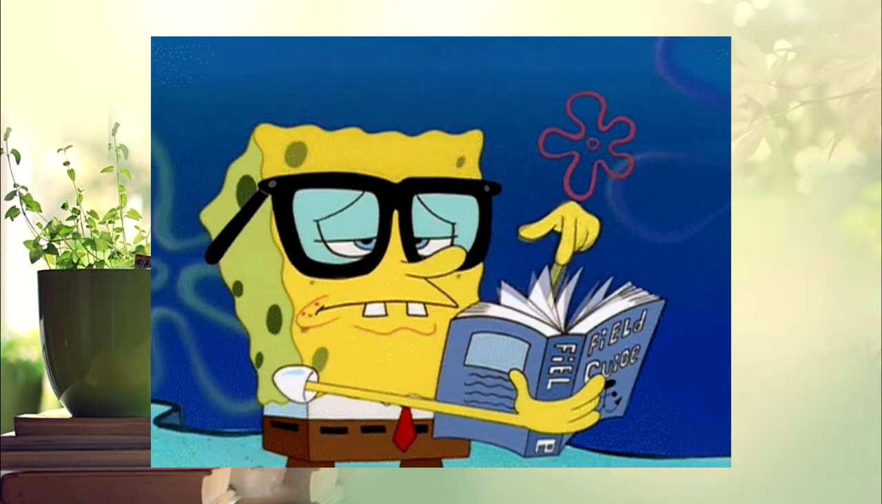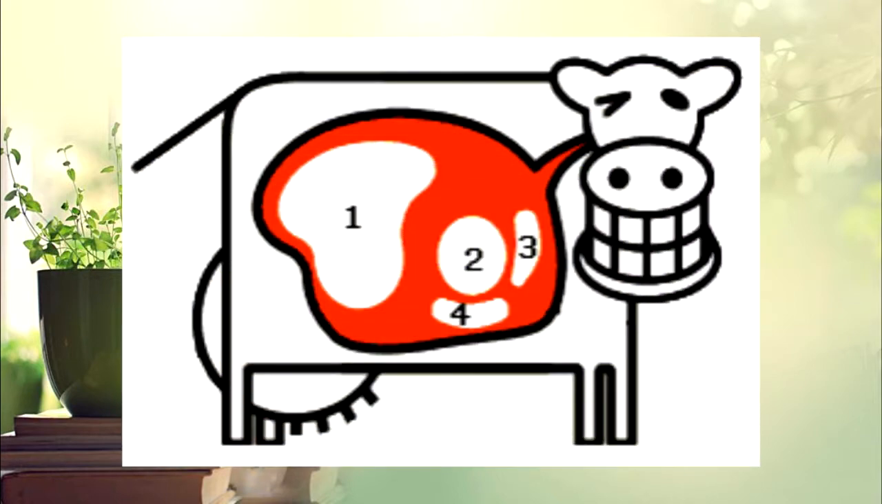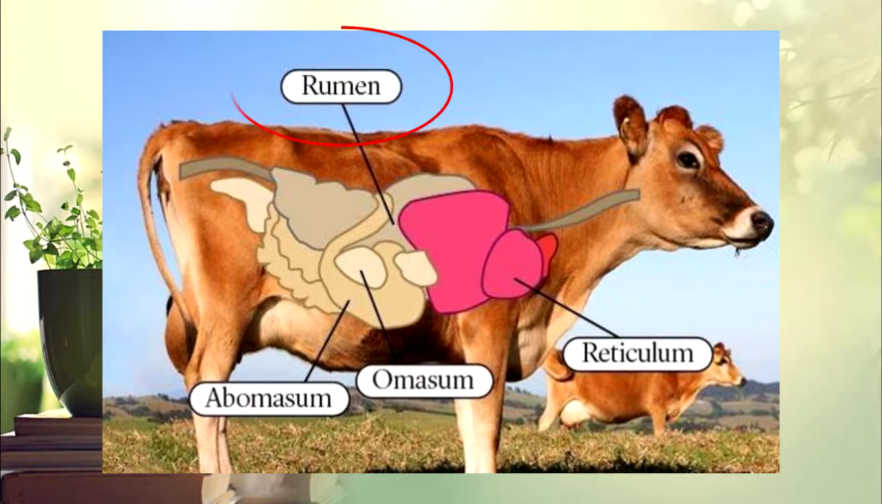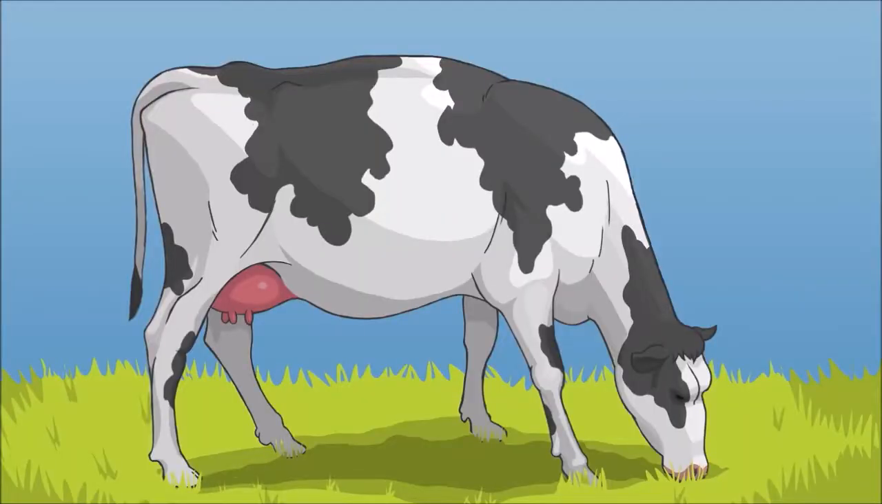Before we take an overview of how their digestive system works, let's know what the four stomachs of a ruminant are. First, the rumen, also called the paunch, because it is the largest compartment in the abdomen of a ruminant. Second, the reticulum, which looks like a honeycomb. Third, the omasum, also called manyplies. And the last one, the abomasum.